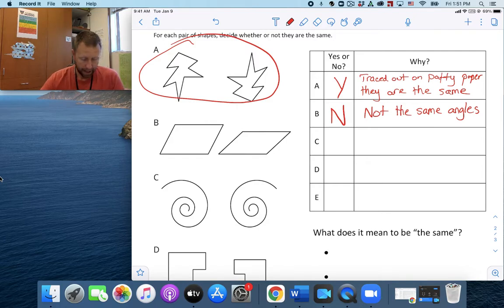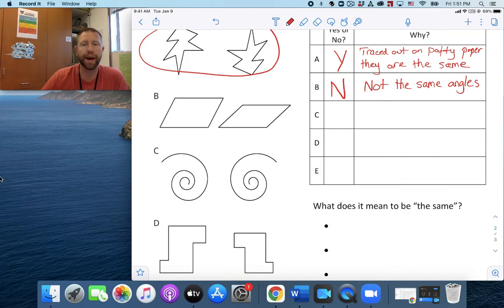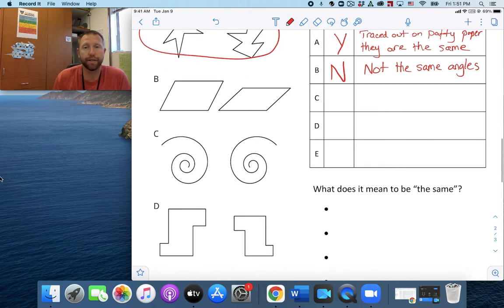For C, I did the same thing. I used my patty paper, and this time instead of doing a rotation to get it to fit like I did for A, I noticed that all I had to do is flip over my patty paper. In other words, just do a reflection, and the answer was yes. So those are the same shape. It's just one is a reflection of the other. It's kind of like the hands that we just did on that last activity. So yes for C, because they are a reflection of each other.